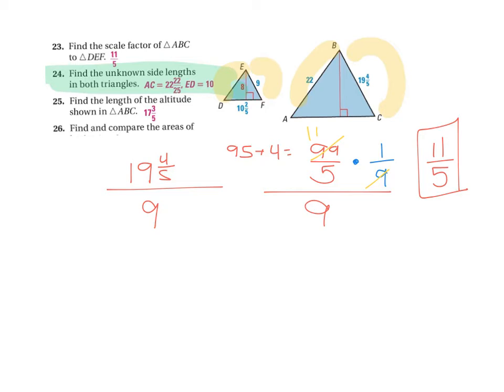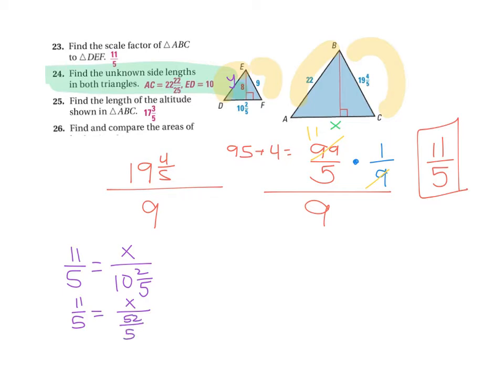And then number 24 said find the unknown side lengths. So let's say AC, let's call this X, and ED, let's call that Y. So 11 over 5 equals X over 10 and 2/5, because those two sides are the ones that match up. With me so far? So then this is 11 over 5 equals X over 52 tenths. No, 52 fifths, sorry.